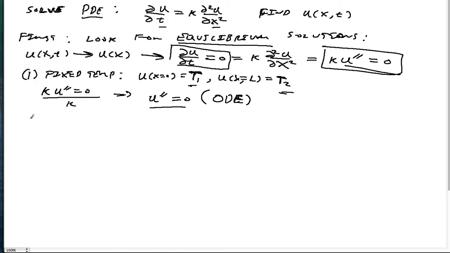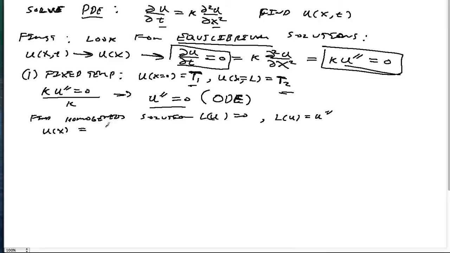We can think of it as we want to find the homogeneous solution of Lu equals 0, where L of u is equal to u double prime. So we know already that u of x then has to be of the form c1 x plus c2. What's another way to find these undetermined constants c1 and c2? The other way is to just do a straightforward integration.